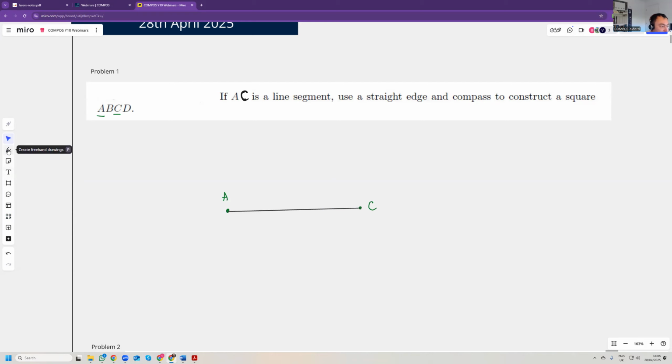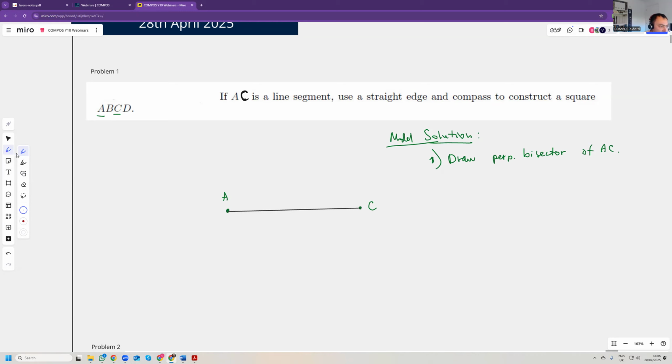So what do we do? Well, it's quite straightforward. We find the perpendicular bisector of AC. So first, draw the perpendicular bisector of AC. By the way, when you answer the question, this is how you should answer the question. So solution. This is the model solution.